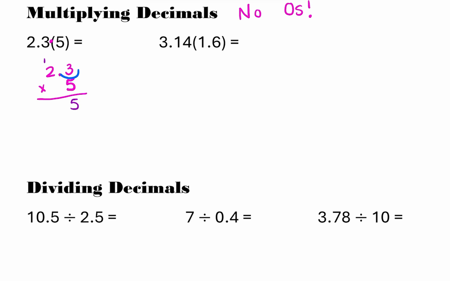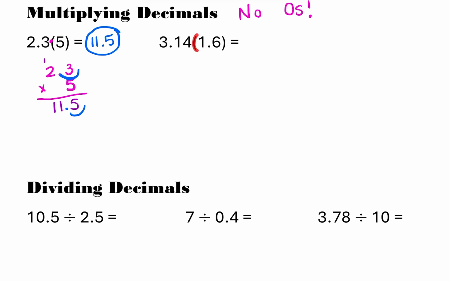5 times 3 is 15. 5 times 2 is 10 plus 1 is 11. And again, I'm not done. How many hops do we have? 1. So we start at the back. We do 1 hop and our answer is 11.5. Done. Okay. Next one.